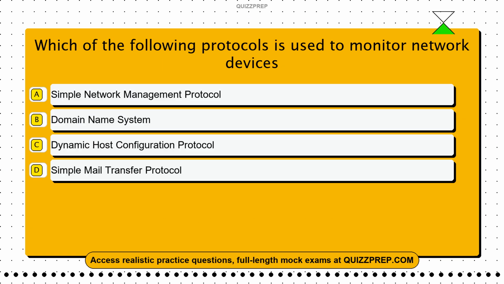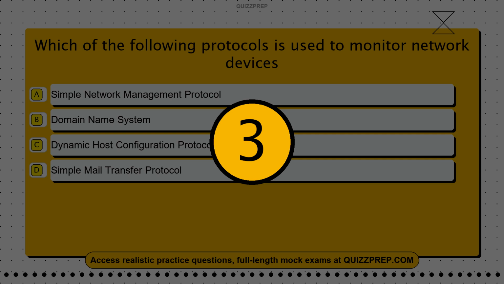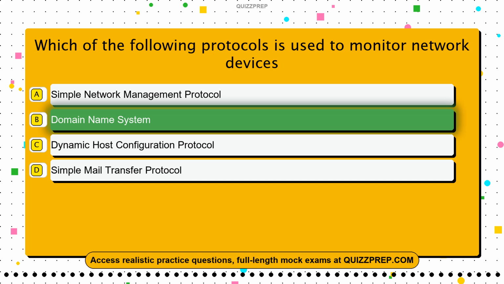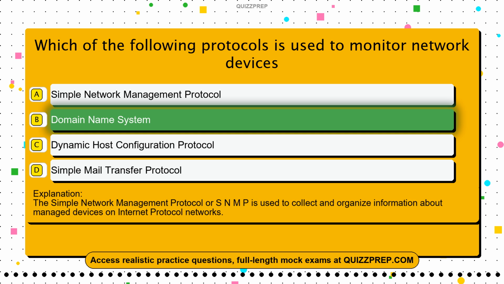Question 125. Which of the following protocols is used to monitor network devices? Option A, Simple Network Management Protocol. Option B, Domain Name System. Option C, Dynamic Host Configuration Protocol. Option D, Simple Mail Transfer Protocol. The correct answer is option B, Domain Name System. The Simple Network Management Protocol or SNMP is used to collect and organize information about managed devices on Internet Protocol networks.